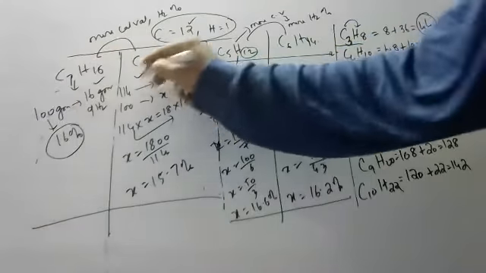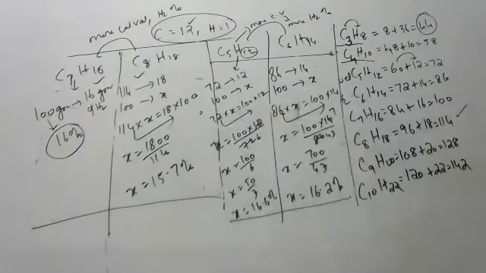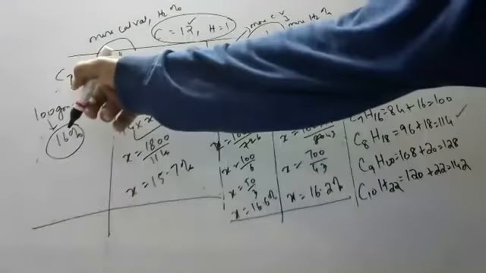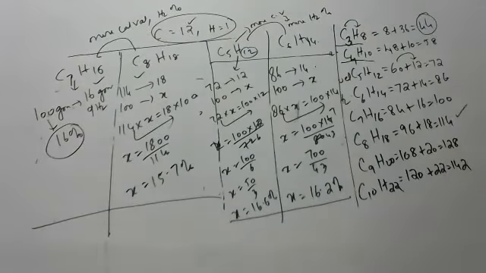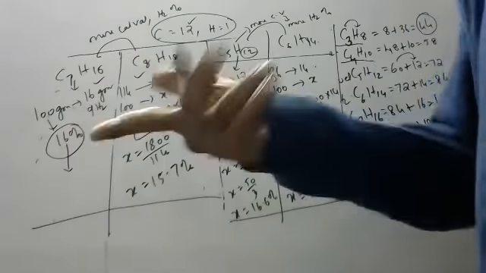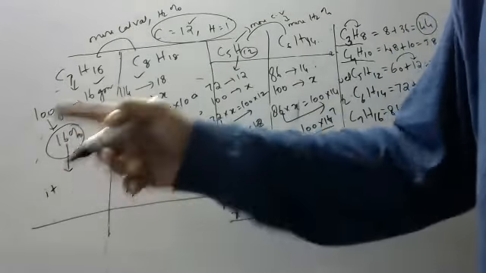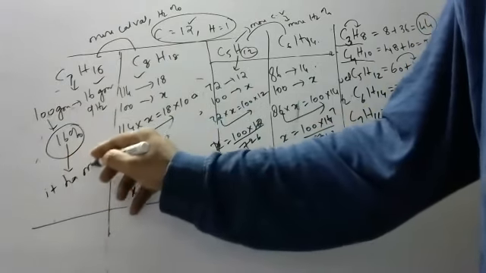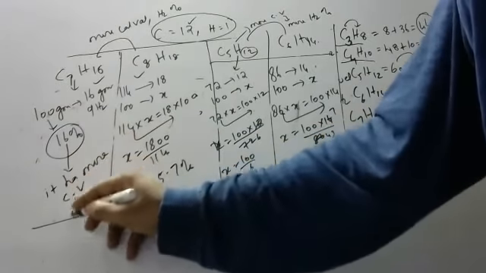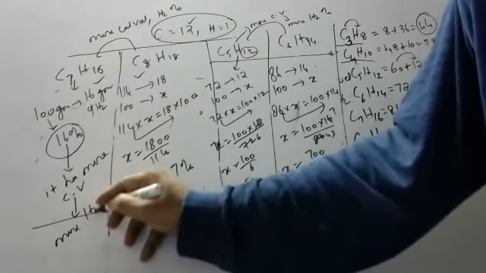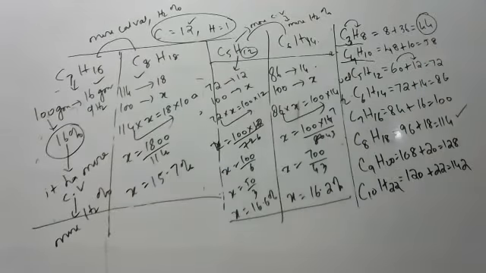Among heptane and octane, which has more calorific value? C7H16, sir. Why? Because it has more hydrogen percentage. Very good. Whichever has more hydrogen percentage will have more calorific value.